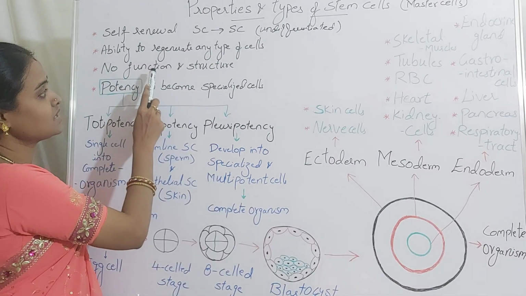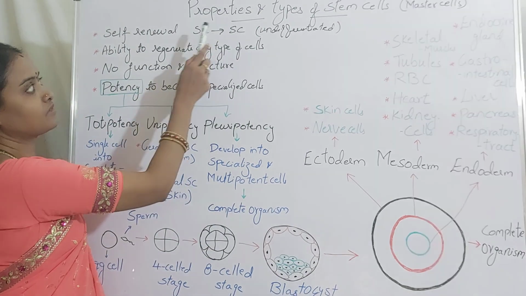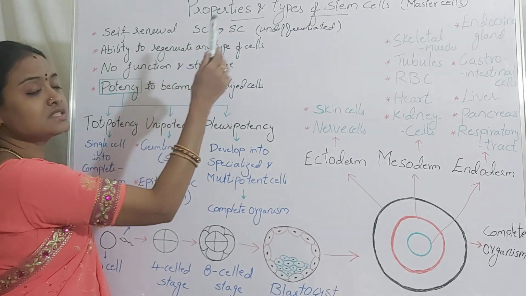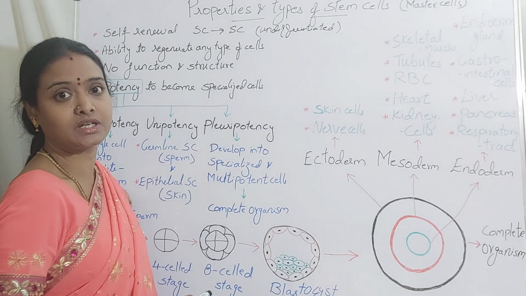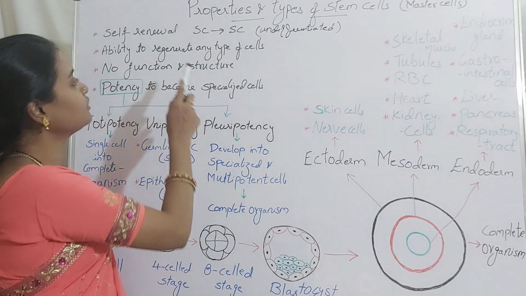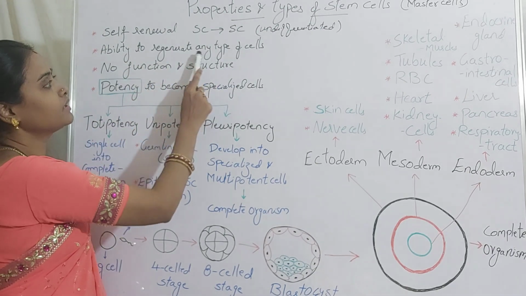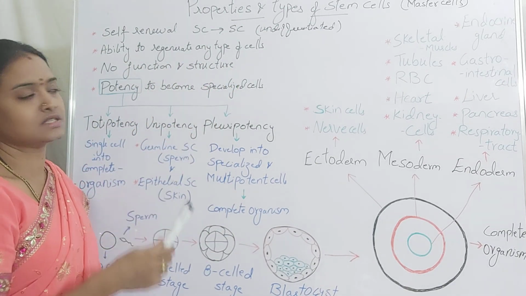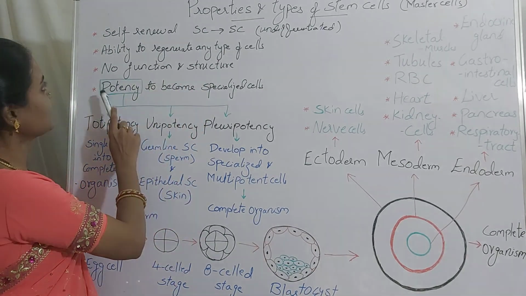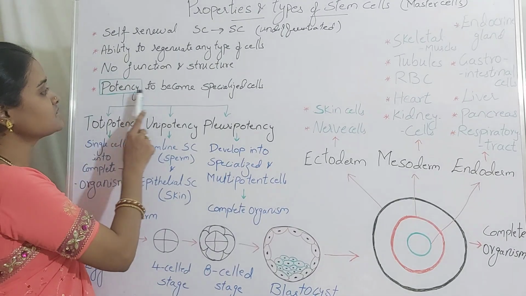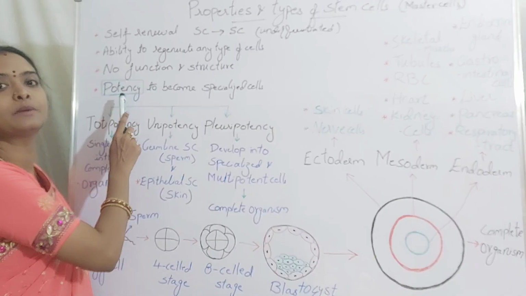Once they get differentiated, they attain function. When they are still stem cells, when stem cells are renewing, that means they are able to divide and produce stem cells only, they remain as undifferentiated cells. But once they get differentiated, they attain some function and transform into another type of cell. Right? And they don't have any structure. The next property is the potency to become specialized cells. What do you mean by potency? It is the ability of the cell.